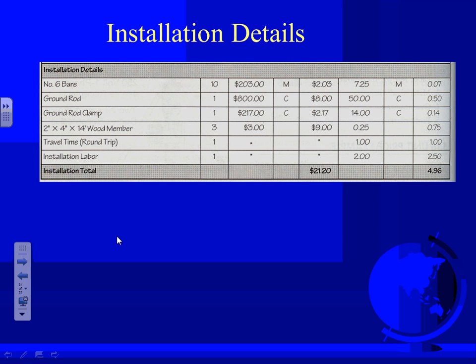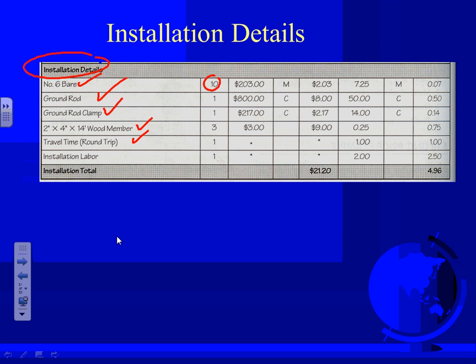When you go there, Adam, now this is called installation details. This is my installation details. I need a number 6 bare conductor, that's for grounding. And I need a ground rod because you have to ground the structure, guys, right? And I need a ground rod clamp, and I need a 2 by 4 by 40 foot wood member. Every time I install it.